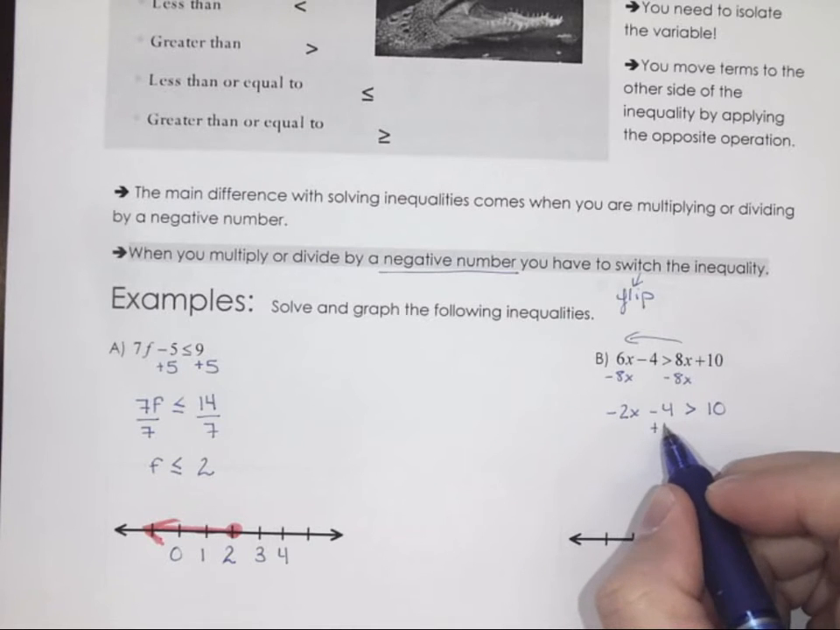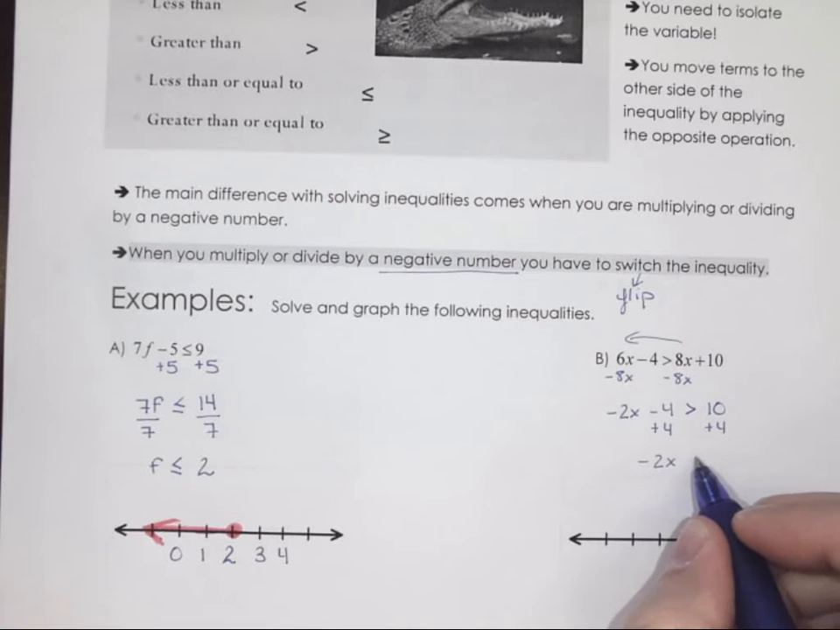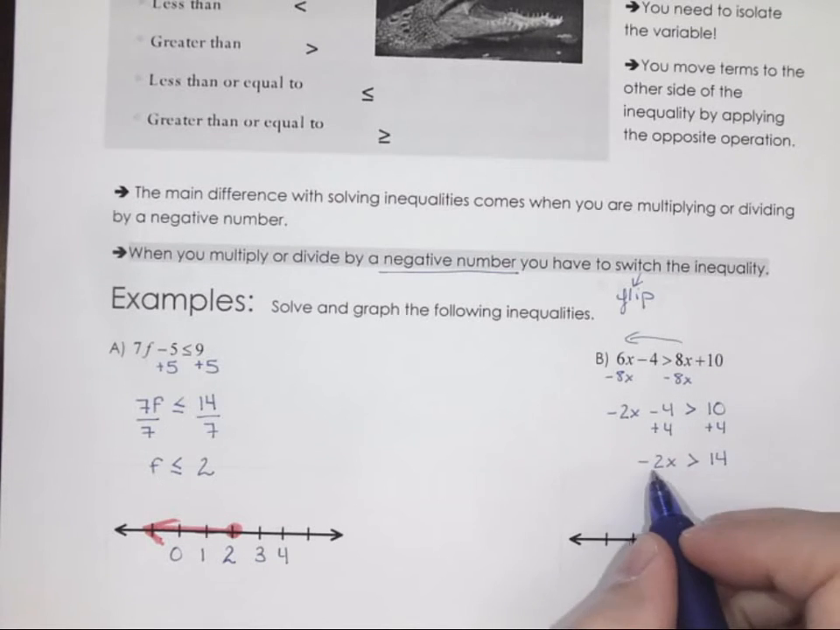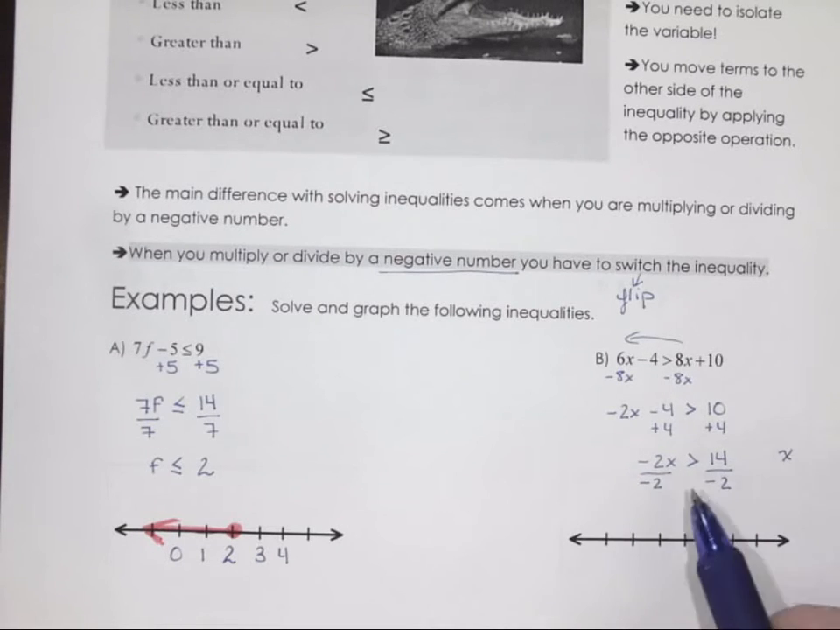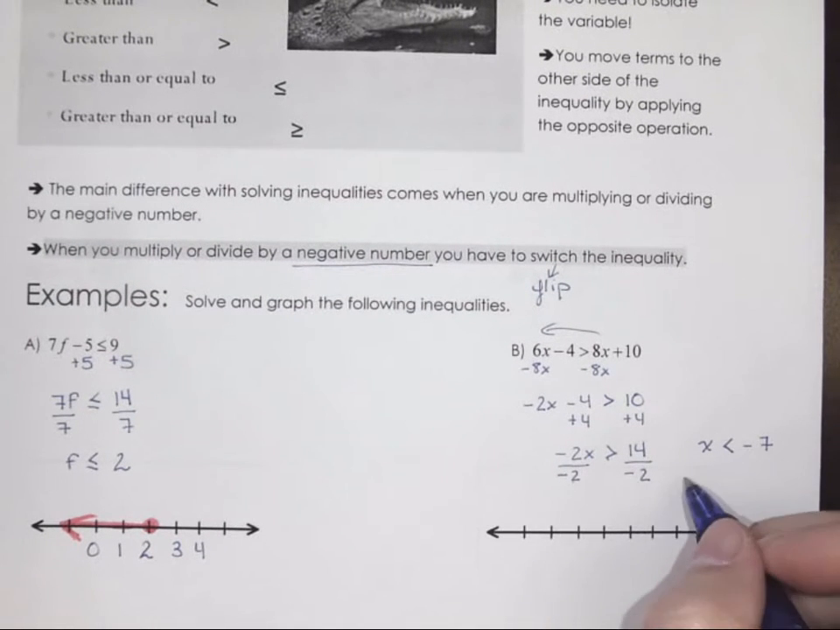I want to get x by itself, so I'm going to add 4 to both sides. So I've got negative 2x is greater than 14. I'm dividing by a negative 2, divide by a negative 2. So x, it's a negative, so I have to flip this. So x is less than negative 7. Oops, sorry, I just went off the page. So don't forget to flip your sign.